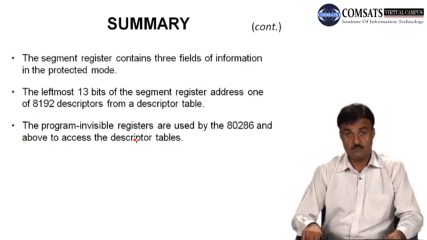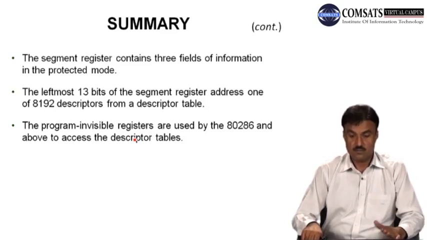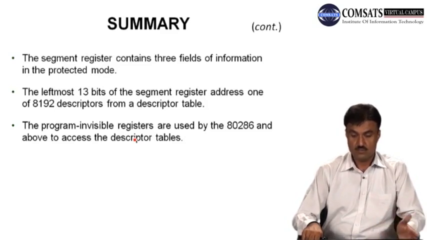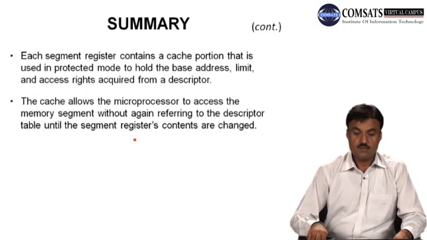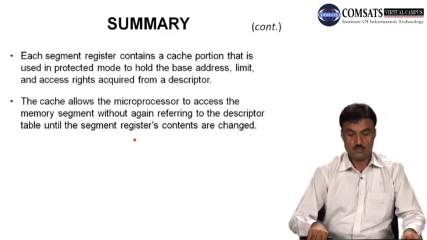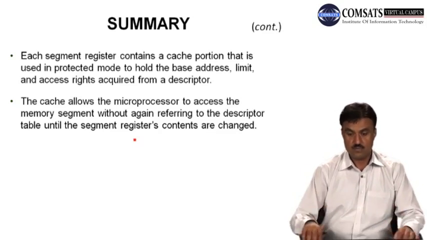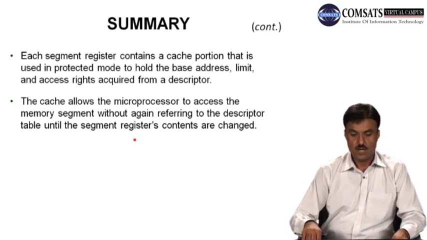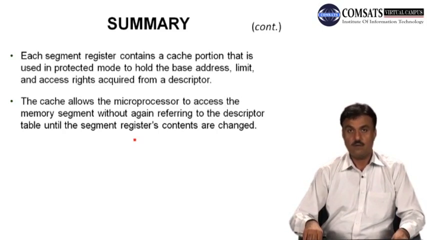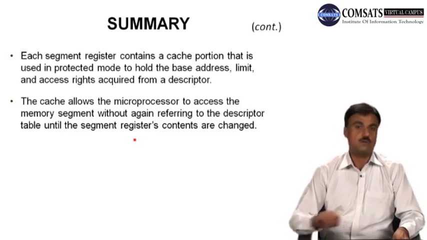The segment register contains 3 fields of information in protected mode. 13 bits select one of the descriptors from the 8192 descriptors in the descriptor table. There are some program-invisible registers that we discussed that are used in the 80286 and above to access the descriptor tables. Each segment register contains a cache portion that is used in protected mode to hold the base address, limit and the access rights, and they are acquired from the descriptor. These are some hidden registers. They acquire this information from the descriptor, and this cache allows the microprocessor to access the memory segment without referring again to the descriptor table until the segment register's contents are changed.